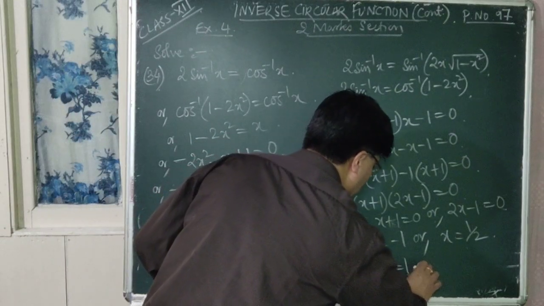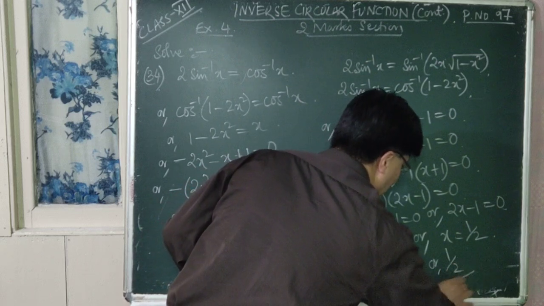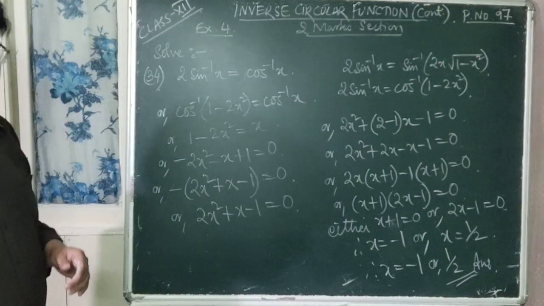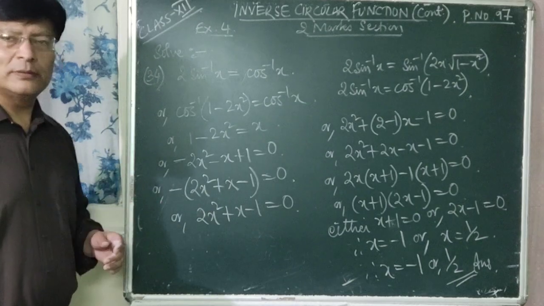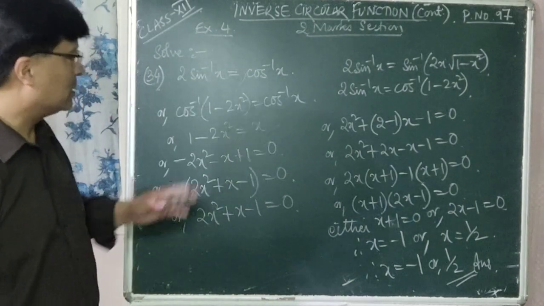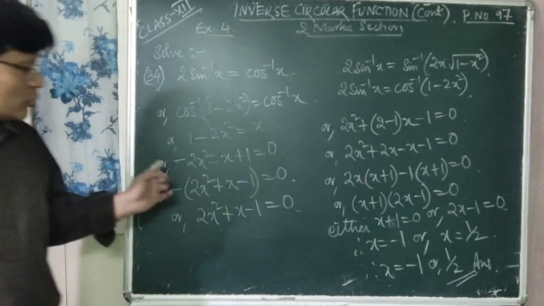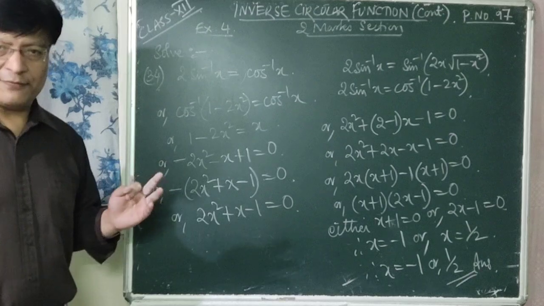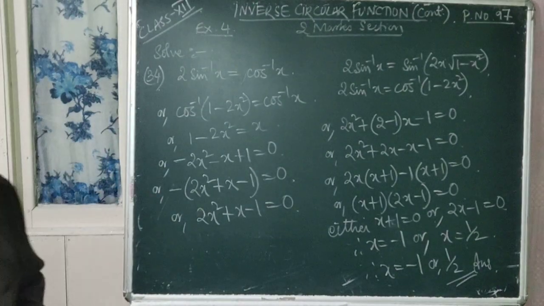So what is the answer now? Therefore, x is equal to minus 1, or it is half. So write down both the answers. So this is the method that you can solve the given equation. So what is the answer here? x is equal to minus 1 or half. Okay. Now let's do the next question.